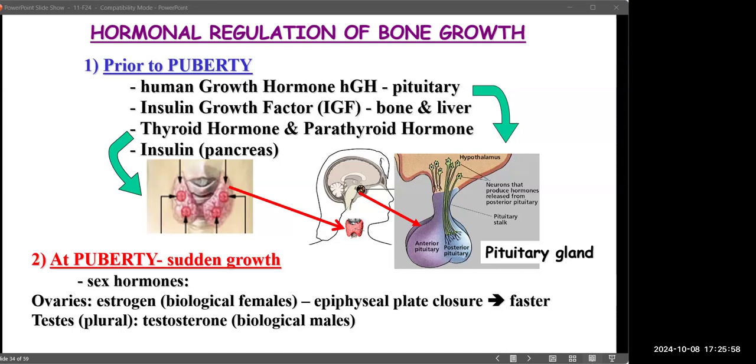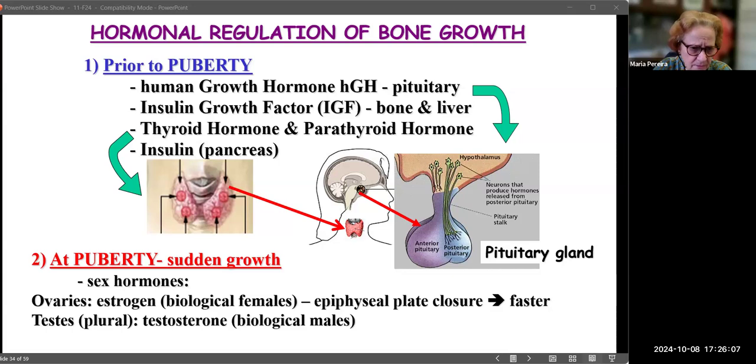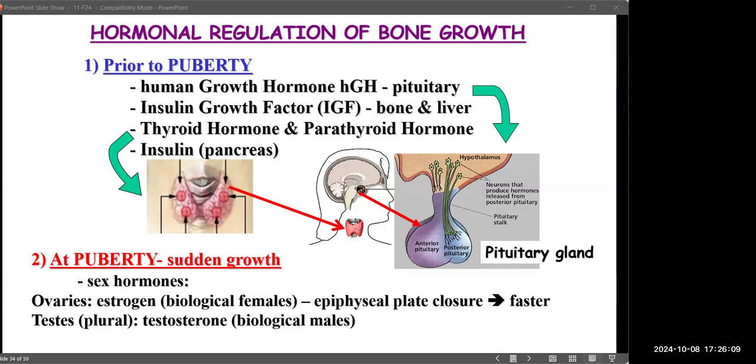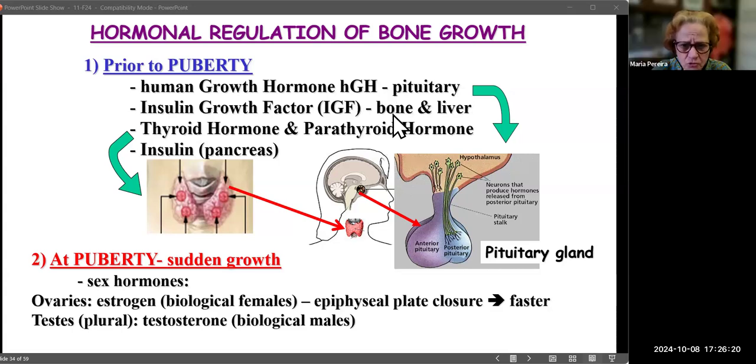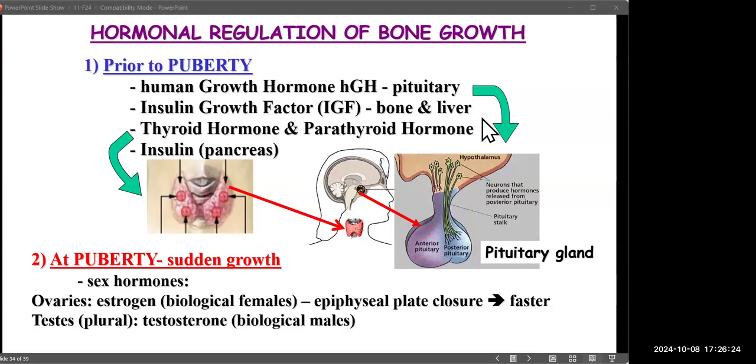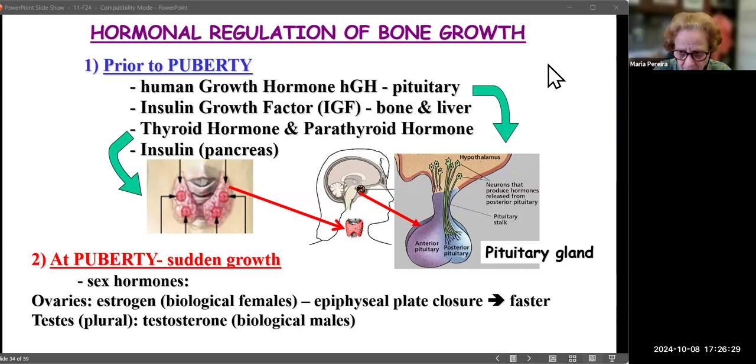So you're saying that for type 1 diabetics, insulin therapy replaces the pancreas, and other factors are more important than insulin alone. Yes. And a follow-up question: it said insulin growth factor, bone and liver. Does it mean that the IGF comes from the bone and liver? Yes, it's produced by the bone and by the liver. I see. Thank you so much.